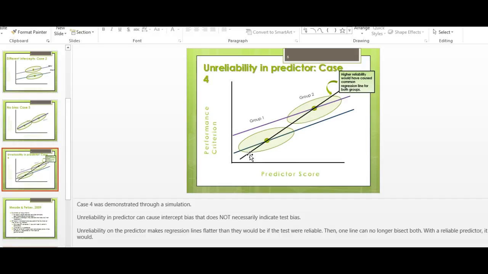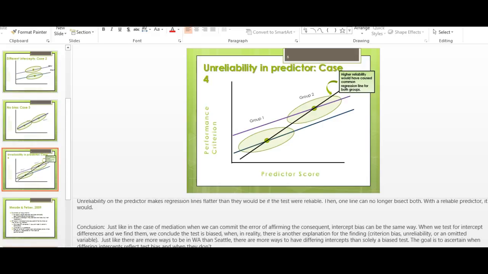But when you have unreliability, that could be what happens. Okay, so Mead and Fetzer say that this is a case where it's not real intercept bias, it just looks like it. And so we could have a line that bisects the two groups and that they would be superimposed. So unreliability on a predictor makes regression lines look flatter than they would be. But if we had perfect reliability or better reliability, then these lines would come together.